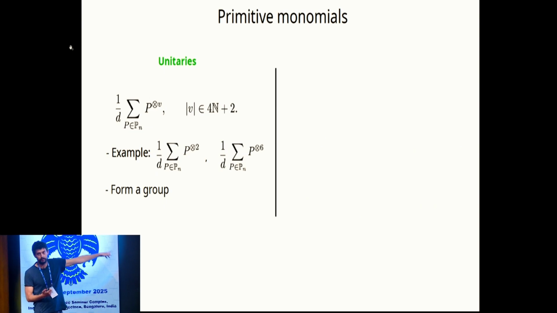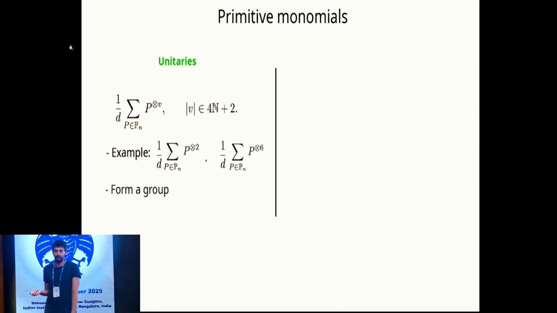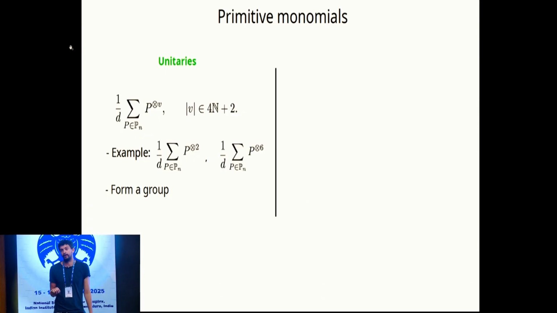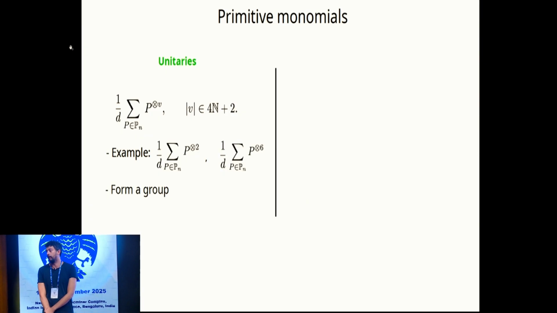For P tensor 2, this is a swap operator. For P tensor 6, we also have a unitary. This is a unitary that's generally used when it comes to stabilizer testing, for instance. So you essentially measure this operator in whatever form it is presented, but this is the operator. These unitaries then also form a nice subgroup of the commutant, and they have decently nice properties to analyze.